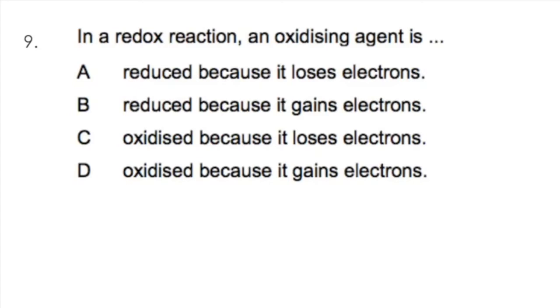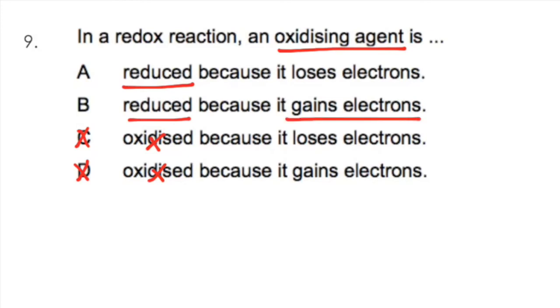In a redox reaction, an oxidizing agent is, well, oxidizing agents oxidize something else, and they themselves are reduced. And so A or B could be our correct answer. C and D both indicate that the oxidizing agent is oxidized. That's not true, so they can't be correct. So an oxidizing agent oxidizes something else. It is reduced itself, and reduction is gain of electrons, and so B must be our correct answer.